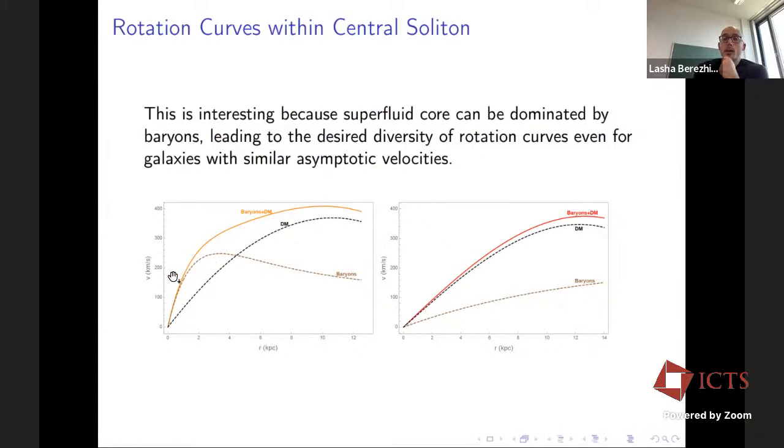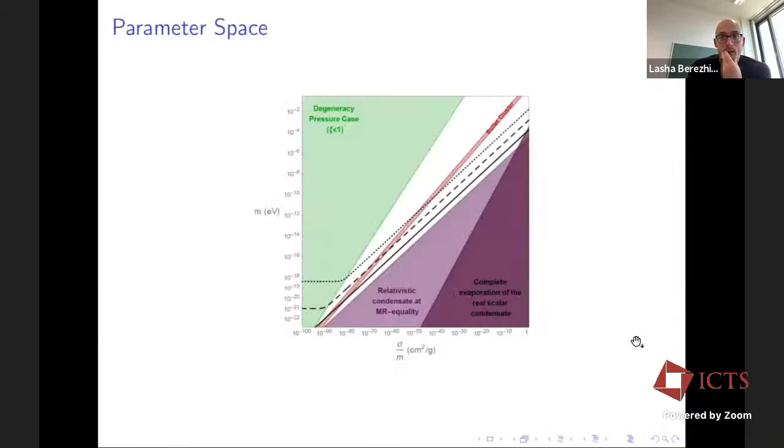And in fact, in the one case, which is expected, baryons dominate over the dark matter, while in the other one, the baryons are so shallowly distributed that they are always subdominant.